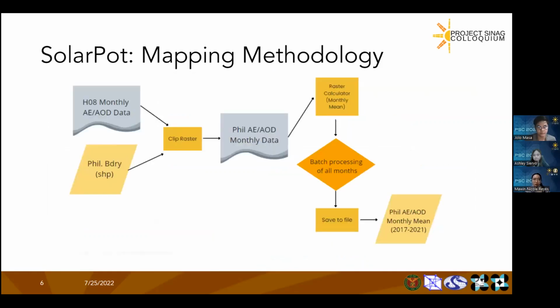For the mapping methodology, the extracted AOD and AE data in the Himawari 8 product is clipped along the Philippine boundary. These data are then processed per month and annually across the years 2017 to 2021. The maps shown are the mean monthly data from 2017 to 2021 of AOD property across the country.